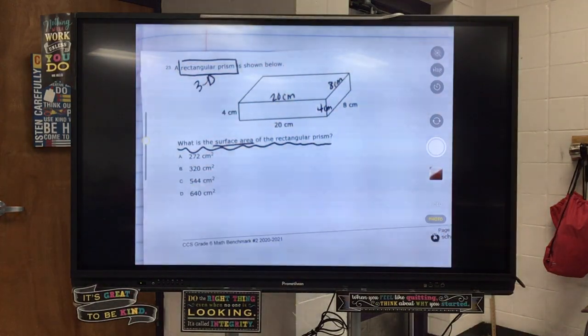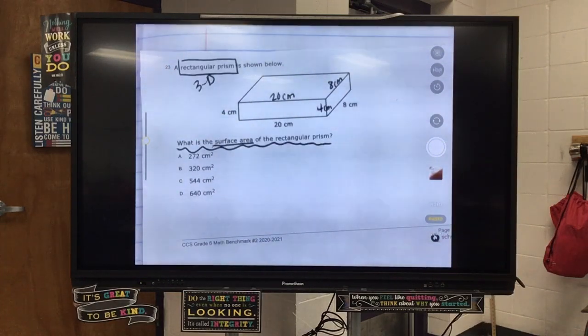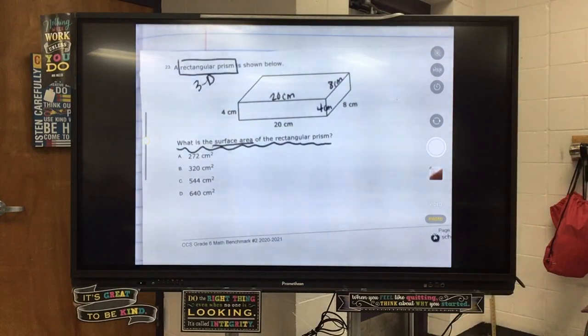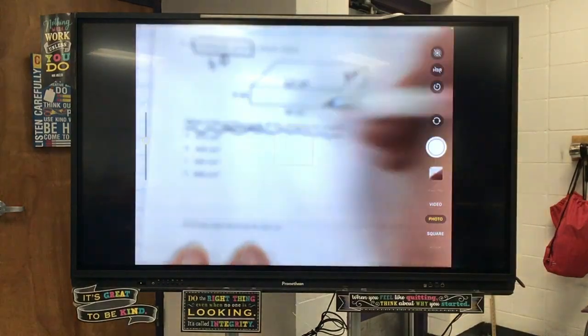All right, so also, what do I know about the top and the bottom of this shape? Andrew? They're the exact same. Andrew, what do I know about the left and the right side? And what do I know about the front and the back? The same. So I only have to find the area of 3 rectangles, and then I can just multiply that information by 2 because we know that all the shapes are the same. All right, so let's start with this front one.